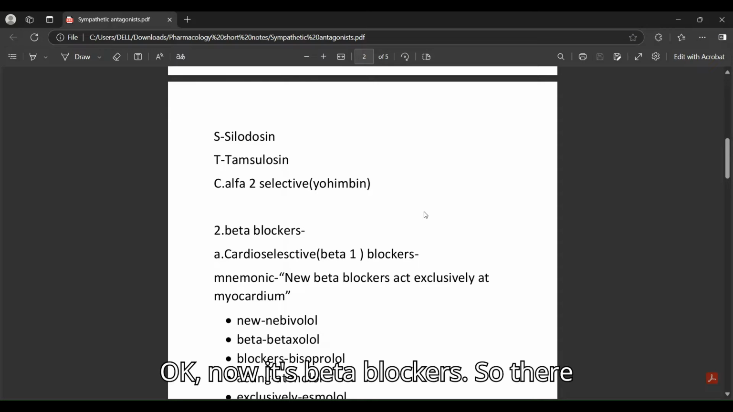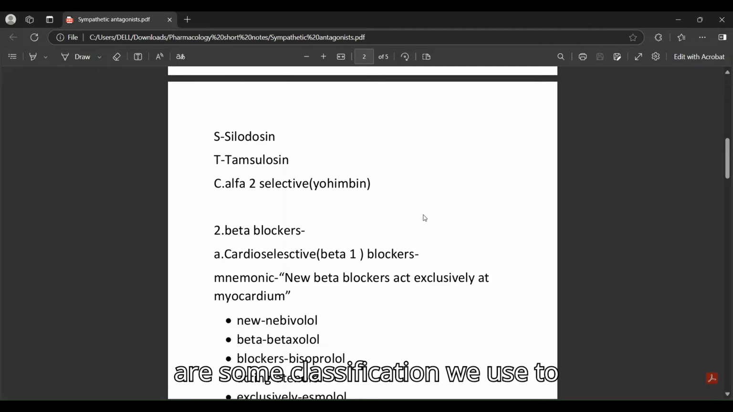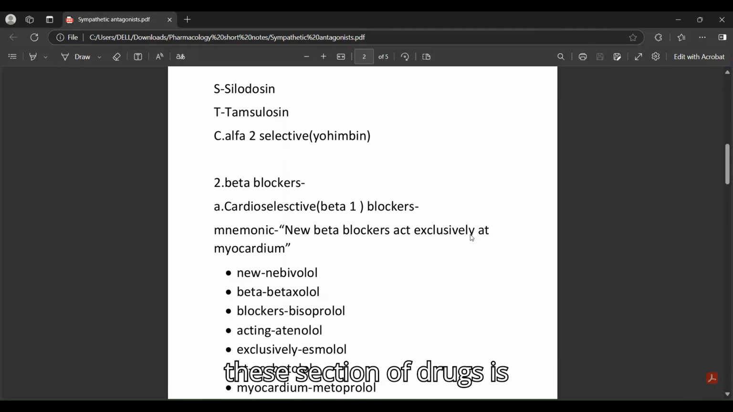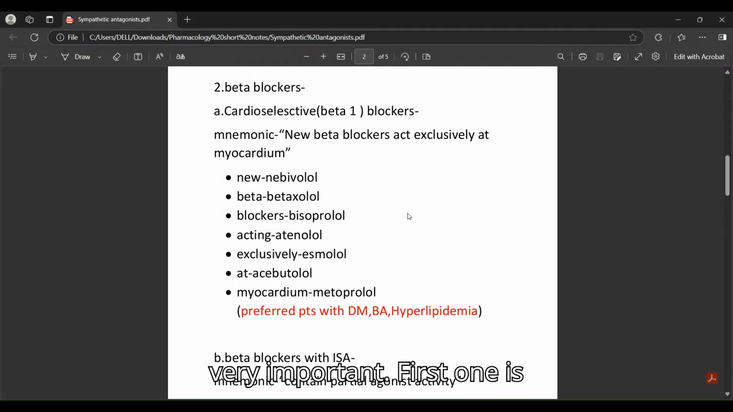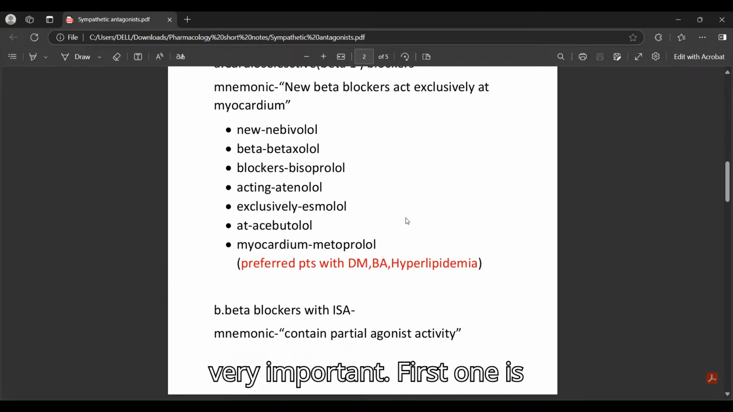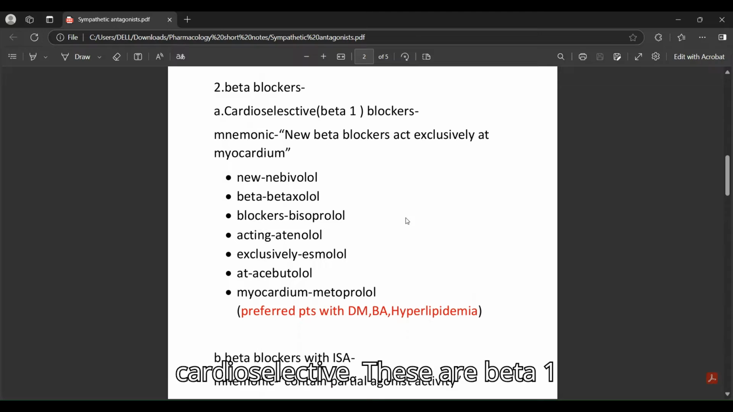Okay, now it's beta blockers. There are some classifications we use to classify the beta blocking drugs. This section of drugs is very important. The first one is cardioselective. These are beta 1 blockers.